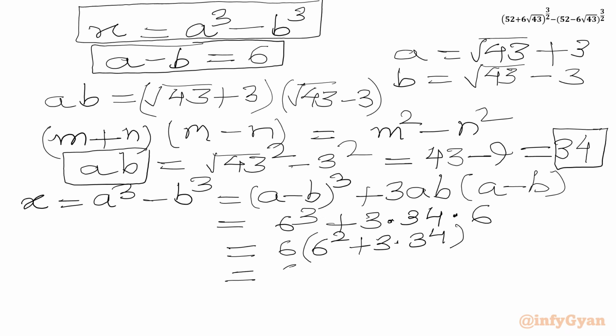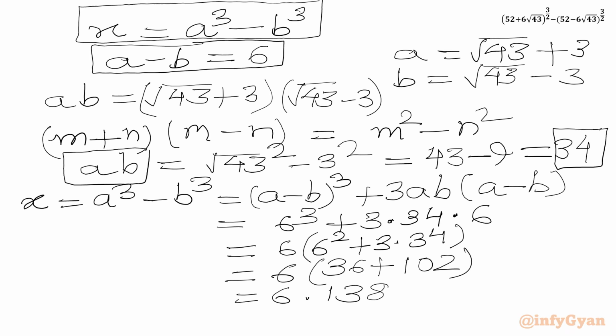Now we have to plug in values. 6 square is 36. Then we have 3 times 34, value will be equal to 102. So I can write here 6 times 138. Value will come out 828. So our answer becomes x equal to 828.